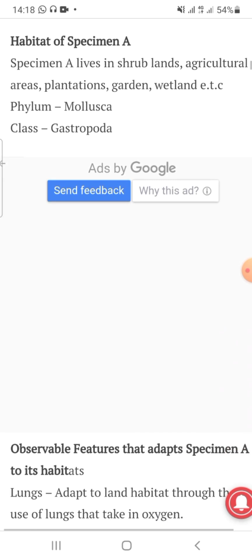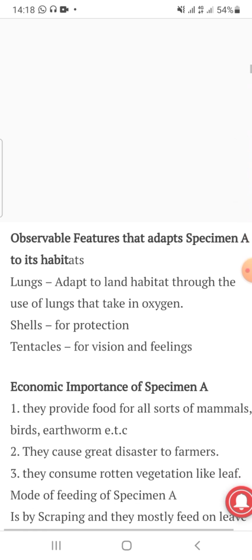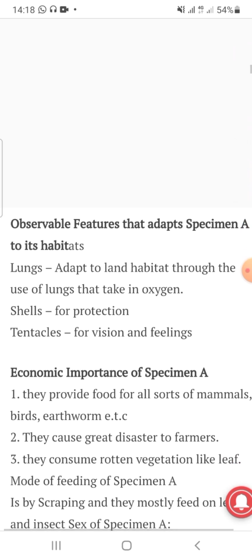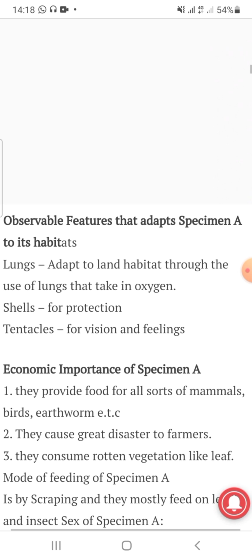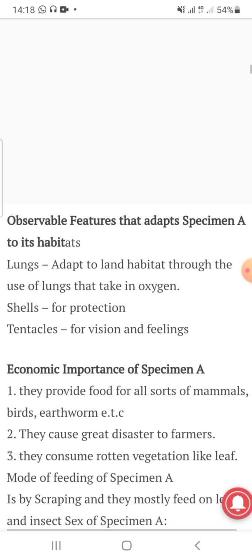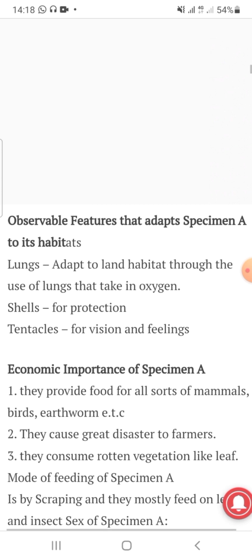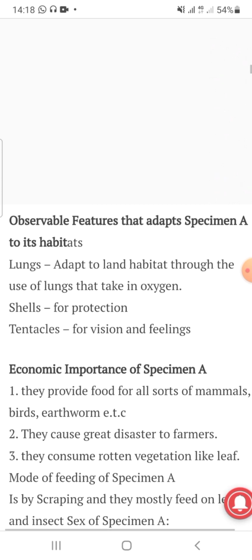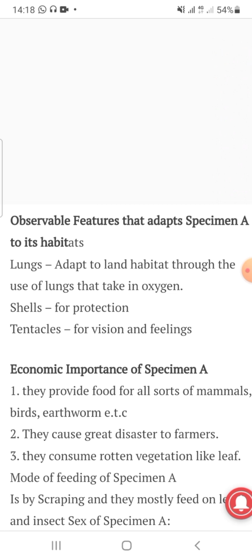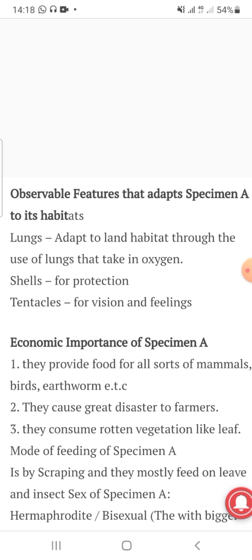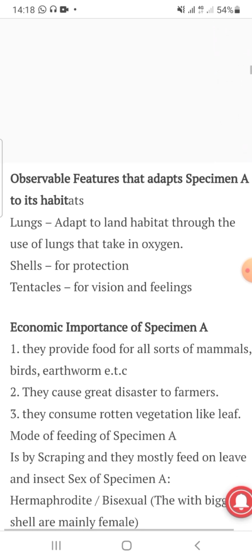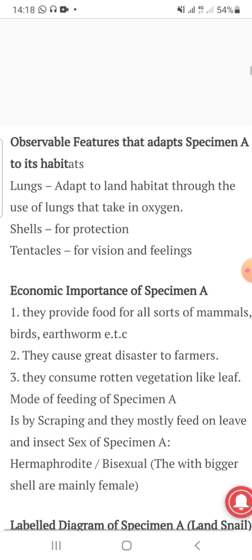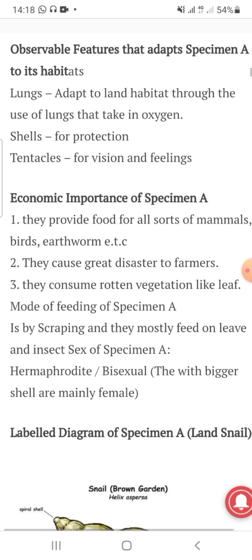Now, observable features that adapt specimen A to its habitat are: one, you have the lungs. Lungs adapt to land habitat through the use of lungs that take in oxygen. You have number two, shell. The shell is for protection. And you have number three, tentacles, for vision and what? Feelings.